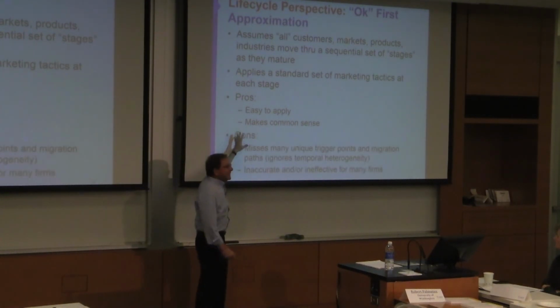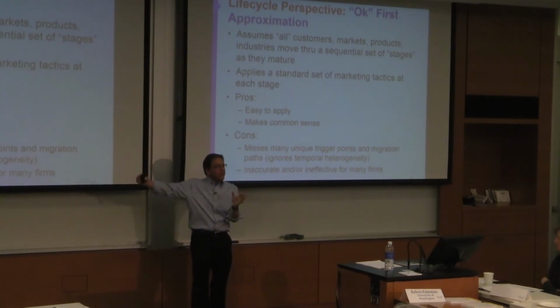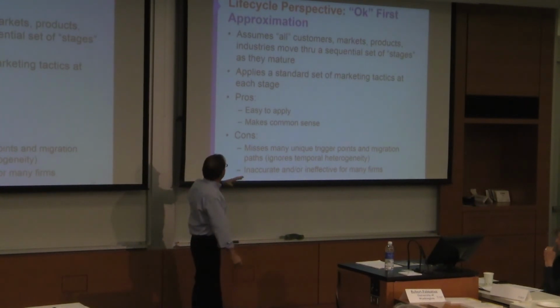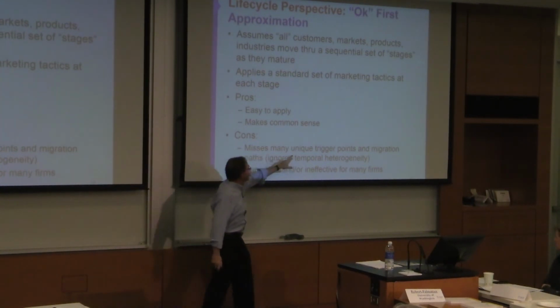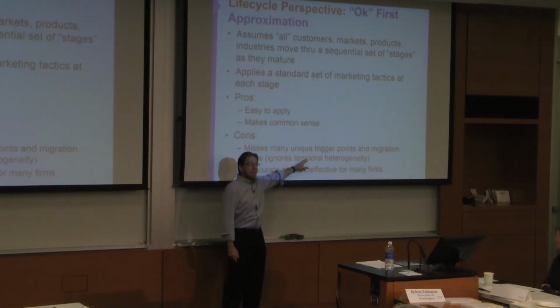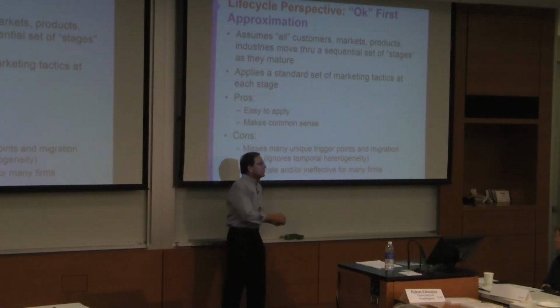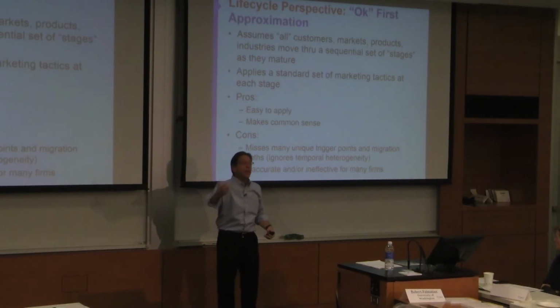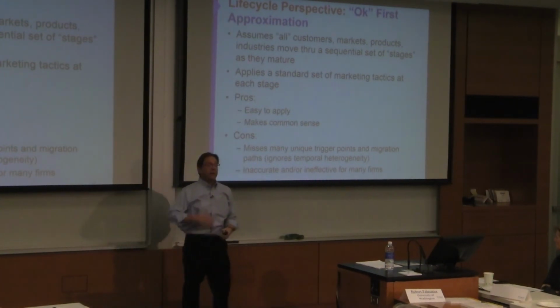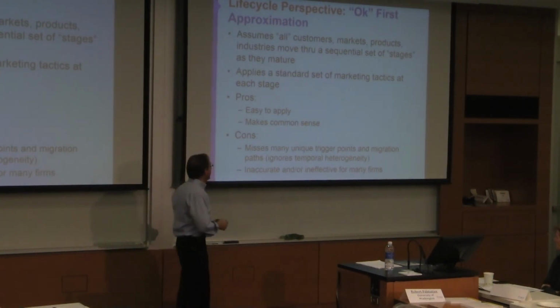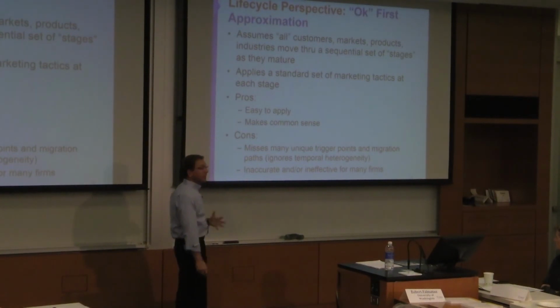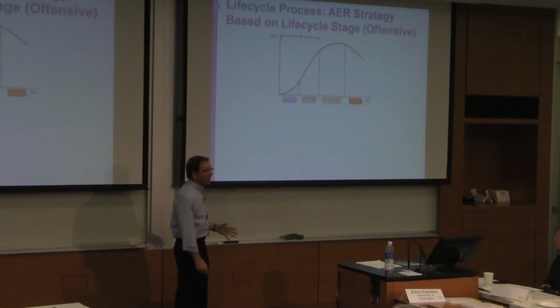That can work, but does everybody move through the cycles at the same time? Not necessarily. So it misses the unique trigger point. It ignores the temporal heterogeneity. What I mean by that is we all don't move through the cycle. Some people age very quick. Some people take care of themselves. They don't smoke. They eat well, and they might go through it a lot slower. It doesn't take that into account. It assumes everybody moves the same.